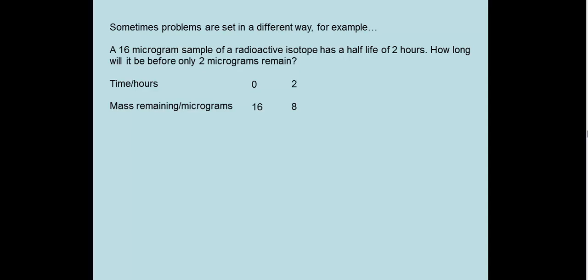After one half-life of 2 hours, 16 will have halved to 8. Another half-life takes us to 4 hours, halving 8 takes us to 4. Another half-life takes us to 6 hours, halving of 4 takes us to 2. 2 micrograms is what we were looking for, so the time taken is 6 hours.